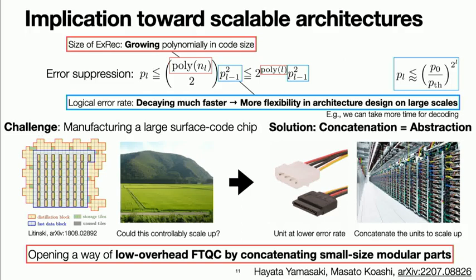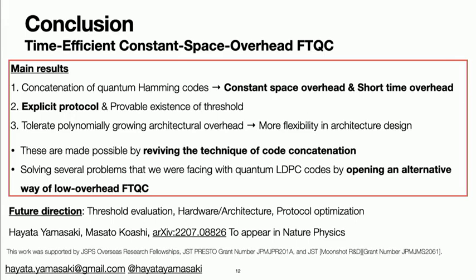In conclusion, we developed a time-efficient constant space overhead FTQC. So our protocol achieves constant space overhead, and yet with a short time overhead. We give explicit protocol and proof of existence of threshold, and this implies more flexibility in the architectural design. Remarkably, we achieve this by reviving the technique of concatenation, and we resolve several problems that we were facing in the LDPC code by opening an alternative way of low overhead FTQC.